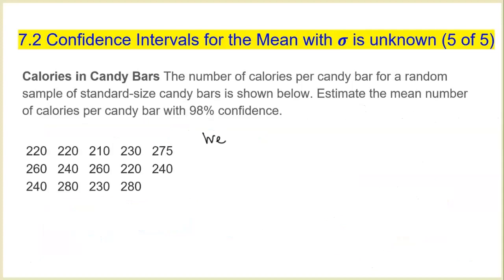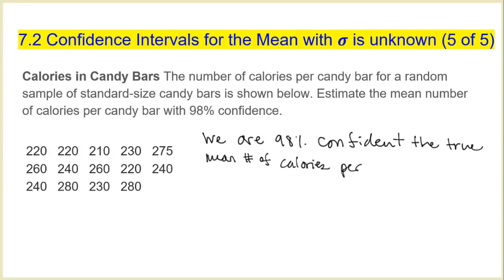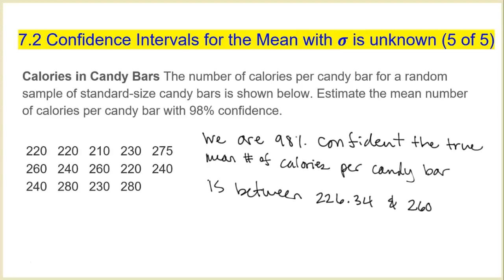And then of course we interpret that. We are 98% confident that the true mean number of calories per candy bar is between 226 and 260 calories. And so that's more or less, hopefully, after seeing the process for both videos, you feel as though it's a very similar process.